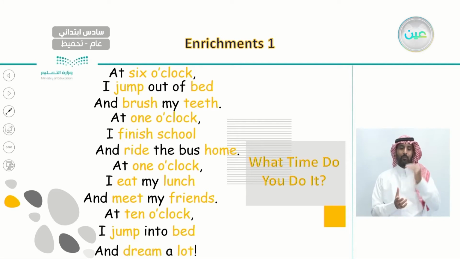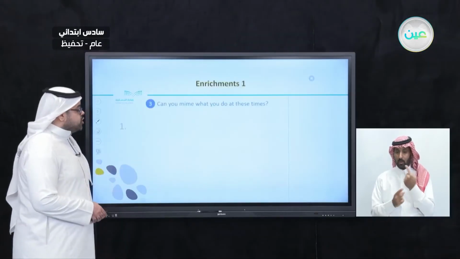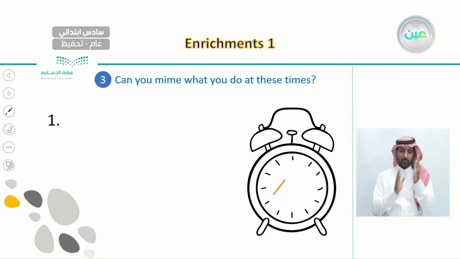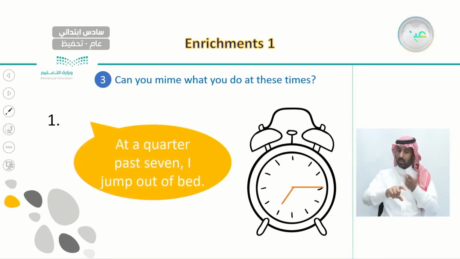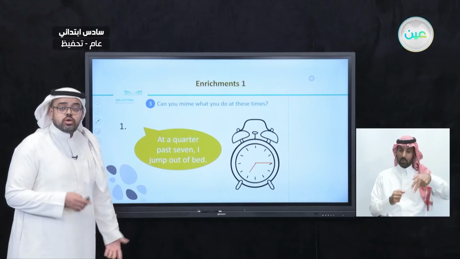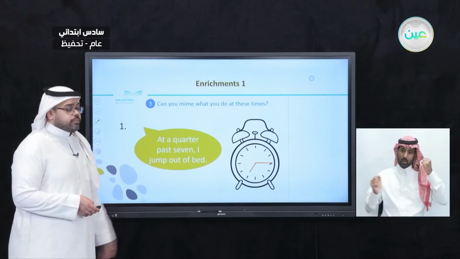So this is the chant we had in unit number 5. So now let's talk about these times. Can you mime what you do at these times? So here, for example, tell me, what do you do at quarter past 7? So for this person, for example, at quarter past 7, he jumped out of the bed. So what about you? What do you do at this time?